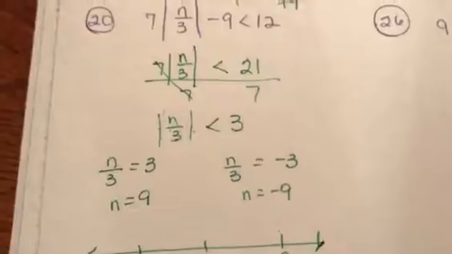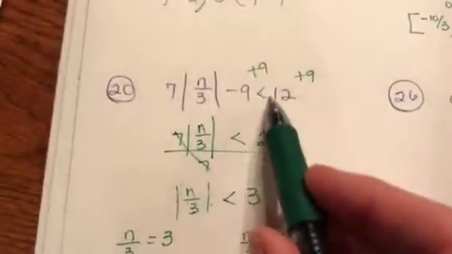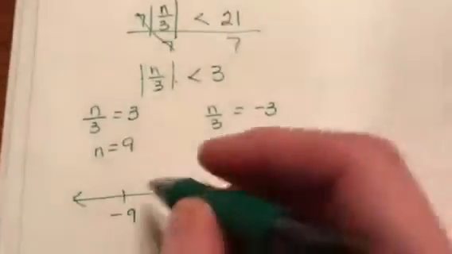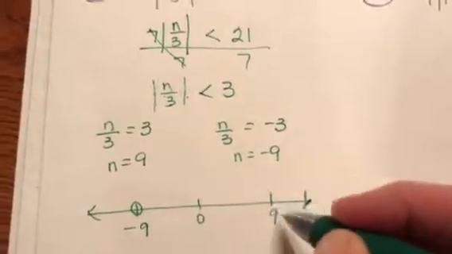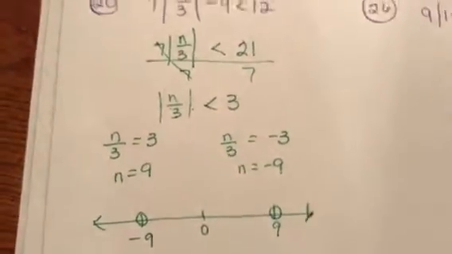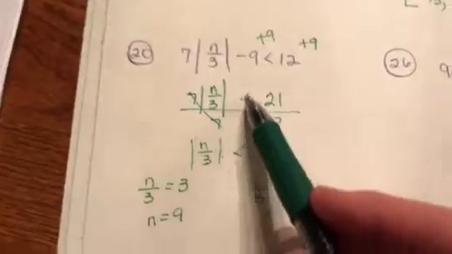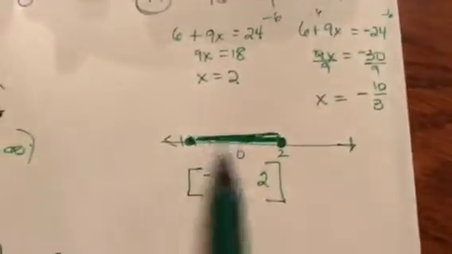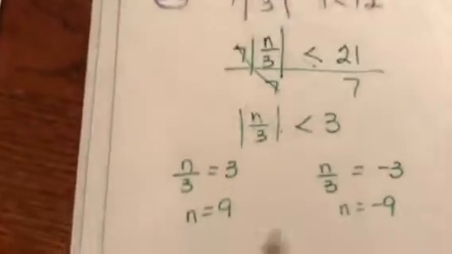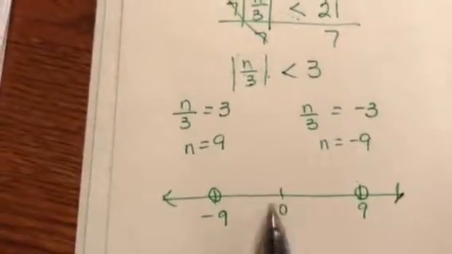I decide if they're open or closed. Since it's strictly less than, not or equal to, they're going to be open. So I want to open them up. Pick any point you want. And by the way, since it's less than, remember here where it was less than, how it went towards the middle? Guess what? Let's try it and see if it works. Pick anything in the middle.